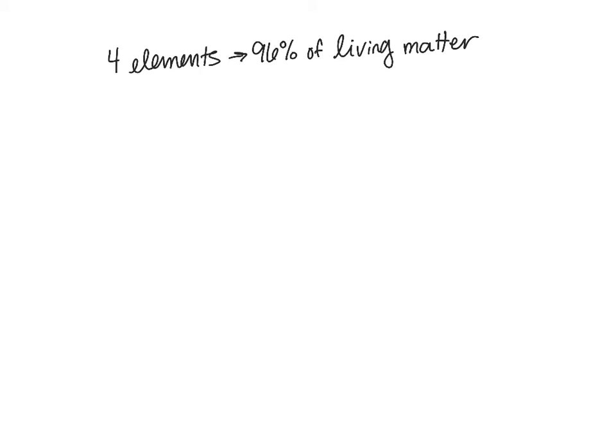There are 4 elements that make up 96% of living matter. We've already talked about 2 of these elements, which are carbon and oxygen. The other 2 are going to be nitrogen and hydrogen.